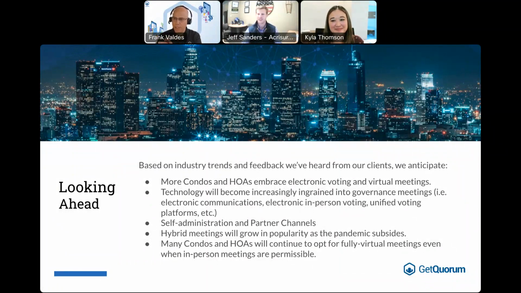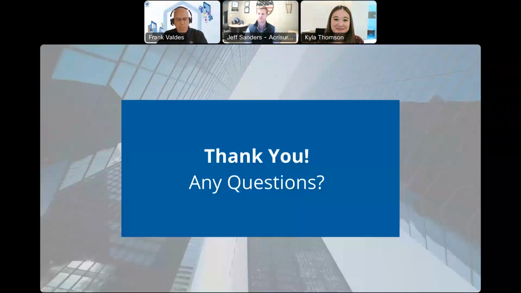So the technology is becoming easier and more user-friendly. We're using more of these associations. They're using technology to move these processes forward. And of course, our expectation is that there's a continuation of a digital transformation process for our associations in the state of Florida, allowing owners to vote and participate from anywhere in the world as long as they have internet access. They can really log into these meetings.